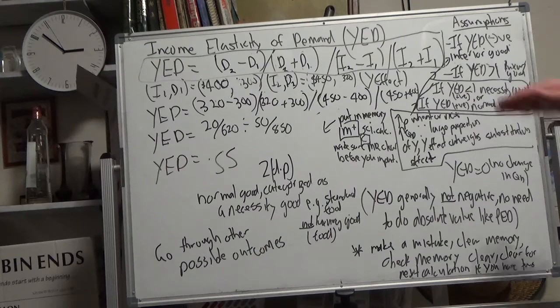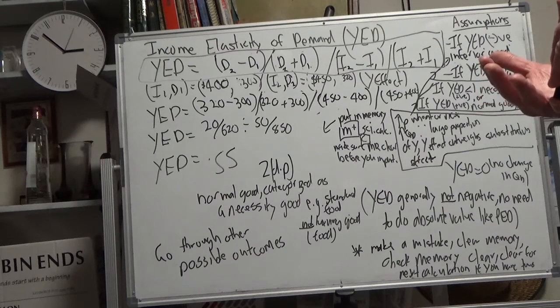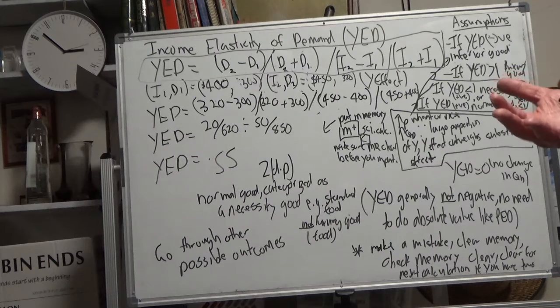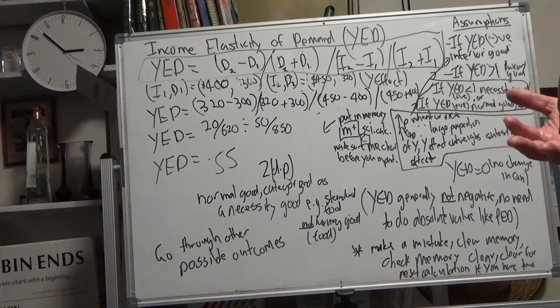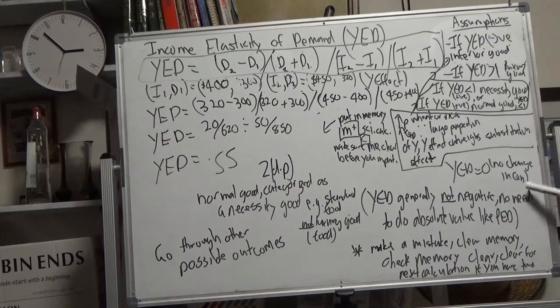But most goods, your normal goods, follow the law of demand, where price goes up and quantity demanded decreases, which is the law of demand. Conversely, when price drops, quantity demanded increases in the law of demand. So when that coefficient is equal to 0, there's no change in quantity demanded.